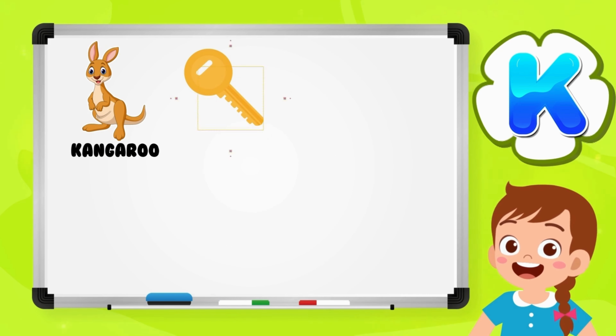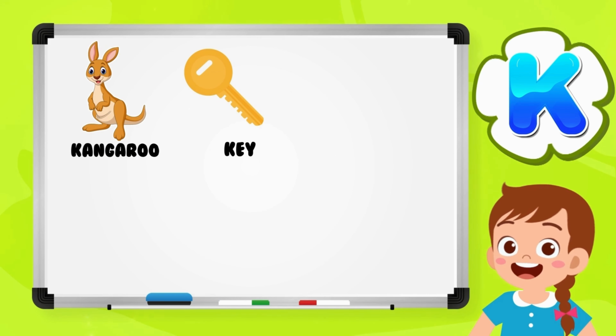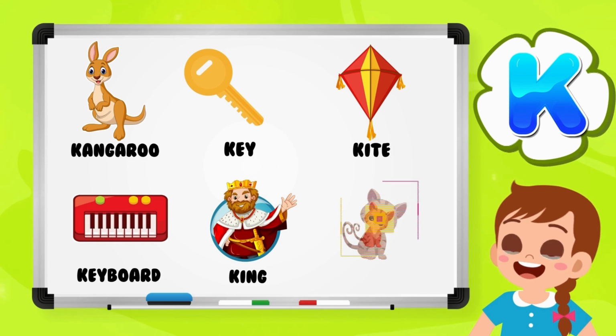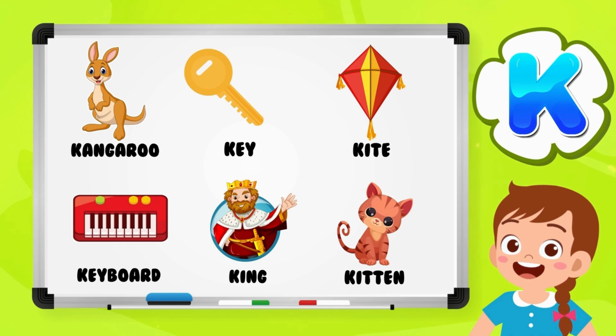K. K is for kangaroo. K is for key. K is for kite. K is for keyboard. K is for king. K is for kitten.